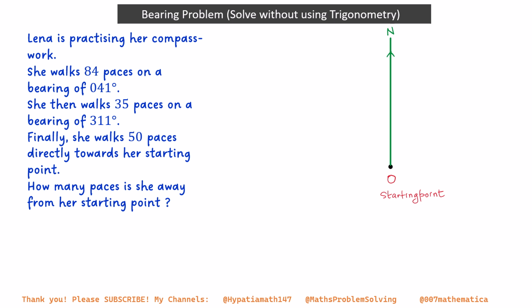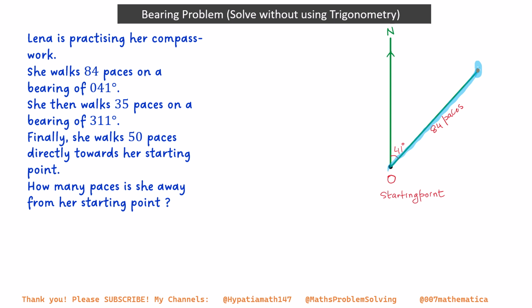And then what you do is you draw the north line, as is common with the bearing problem. You have to do the north line. So then we draw the 41 degrees angle, and that is 84 paces. That's how far she has walked, and this is where she ends. So this is 84 paces.